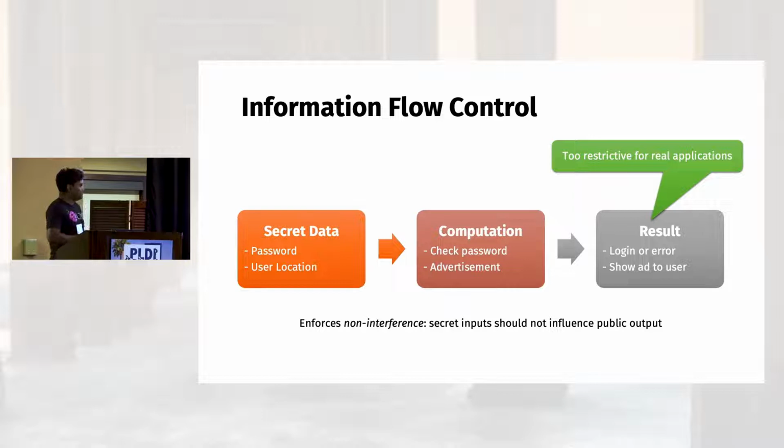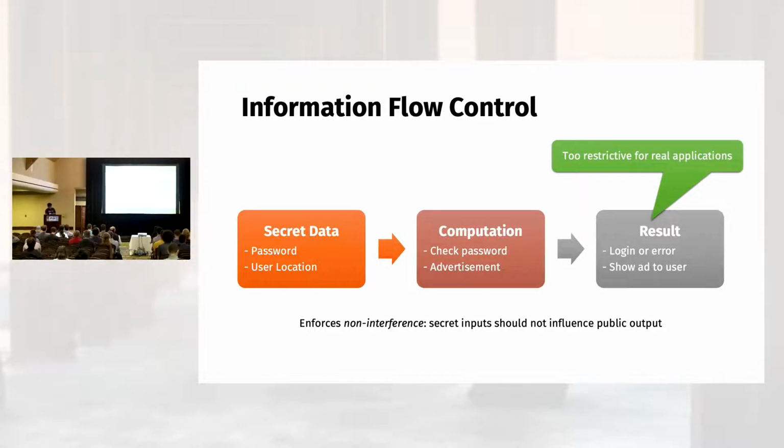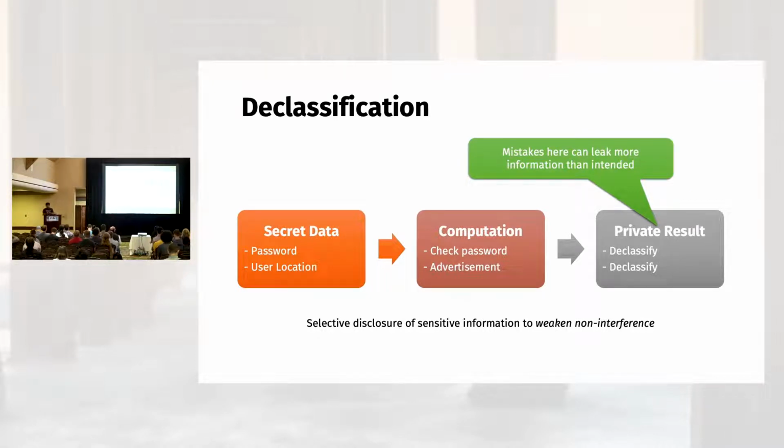But when you apply that to a bunch of real use cases, it turns out to be a too strong property. So as an example, imagine you have a password that's a secret. You want to check the password, and then eventually you want to log in the user or not. And that's a public operation, right? Or you have a user location and you want to show an ad, but showing the ad itself is a public operation. And this last step of showing the result to the public breaks non-interference.